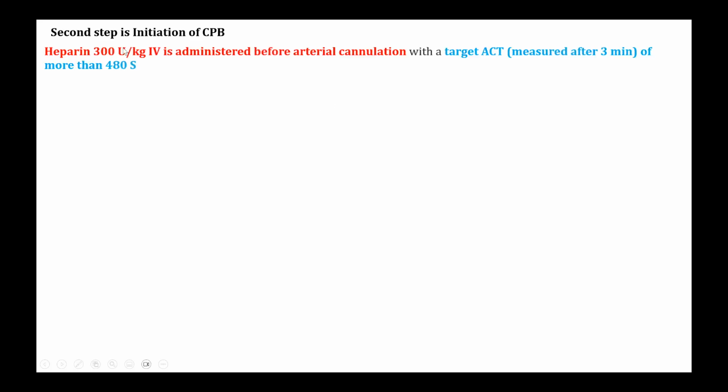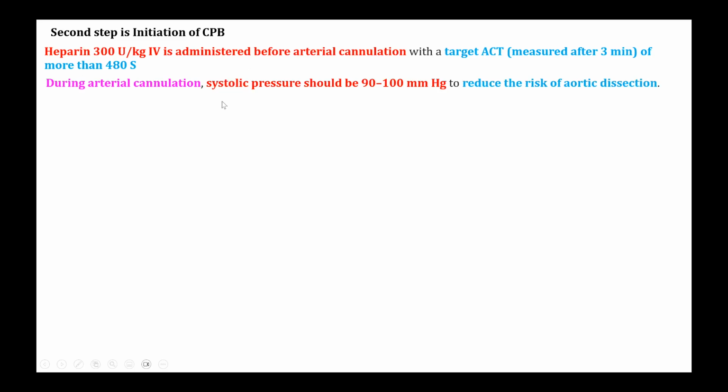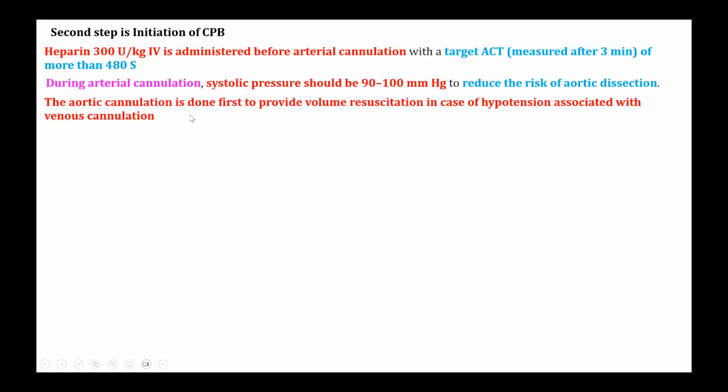Now the second step is initiation of CPB. For that, you give 3000 units per kg of IV heparin. It is administered before arterial cannulation, with a target activated clotting time, which will be measured within 3 minutes, of more than 480 seconds. So that is the first step, heparinization. And during arterial cannulation, systolic blood pressure should be between 90 to 100 to reduce the risk of dissection. And the aortic cannulation is done first to provide volume resuscitation in case of hypotension associated with venous cannulation.